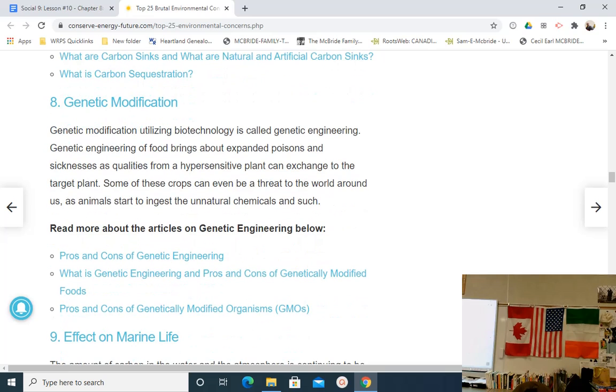Genetic modification is a concern. Genetic modification utilizing biotech is called genetic engineering. Genetic engineering of foods brings about expanded poisons and sicknesses, as qualities from a hypersensitive plant can exchange to a target plant.